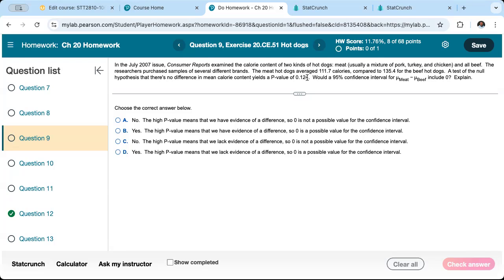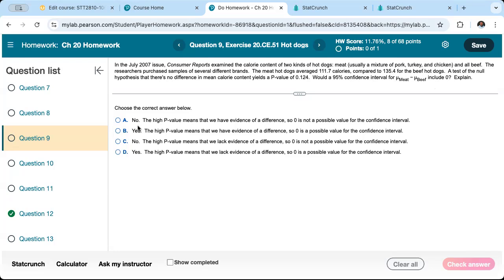And so then the question is asking whether the confidence interval will include 0. If you fail to reject, it means that what? It's going to include 0. If you reject, it means that it's not going to include 0. Is that okay? So then the answer is, let's see.